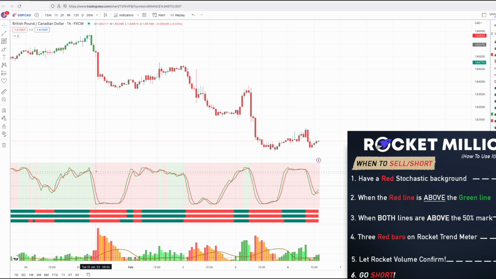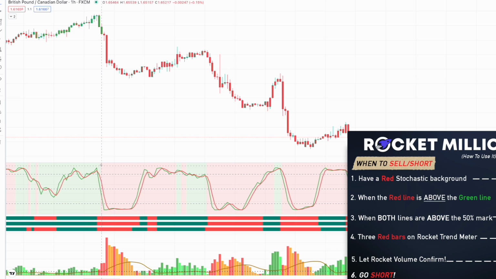Okay, so let's go over the rules really quickly. Pay attention. We have a red background. As you know, that's rule 1. When you have a red background, rule 1 is initiated. Next we need the red line over the green line. Boom, we have that. Next we need the red line above the green line, but now above the 50%. So that's rule 3. It needs to be above the 50%. Rule 4 says we need 3 red bars on the rocket trend meter. We have that. And the last and 5th and final rule, 5 rules to it, super simple, is the rocket volume needs to pierce through.